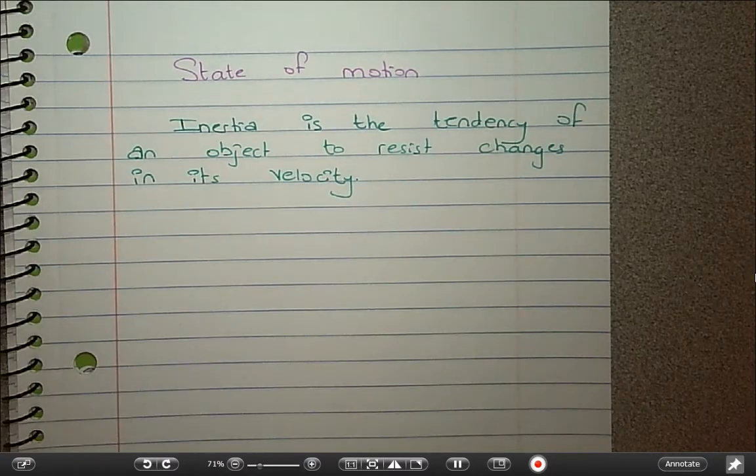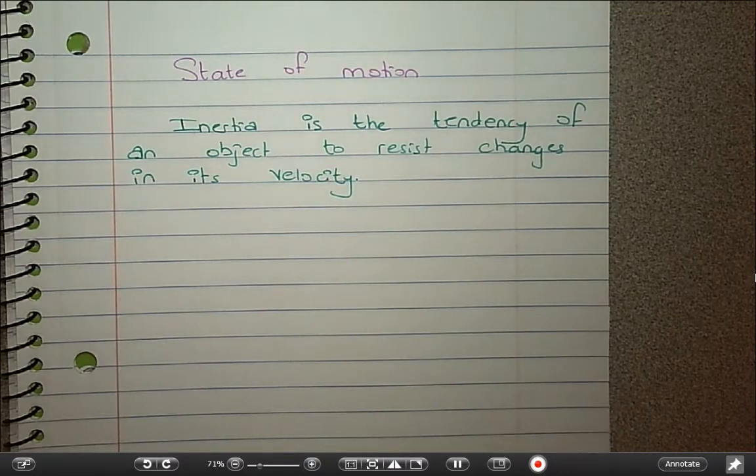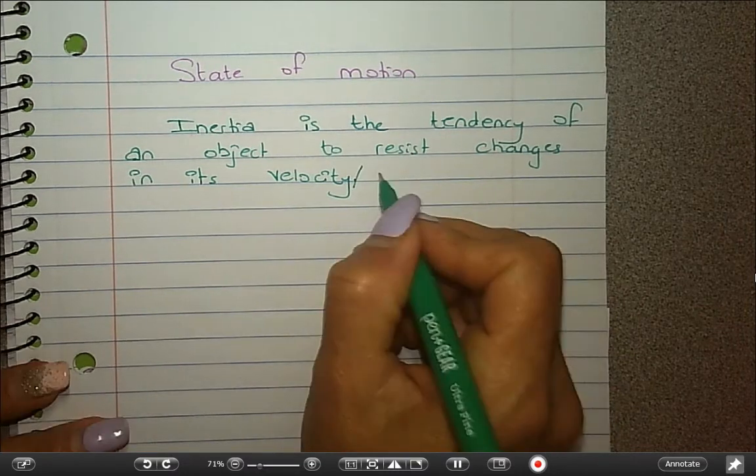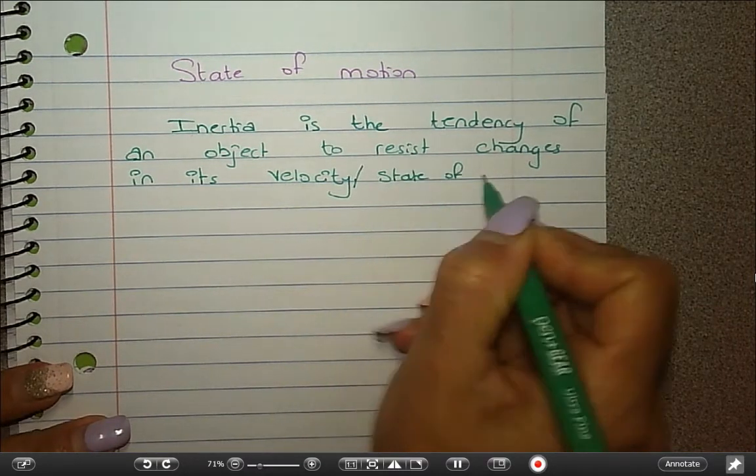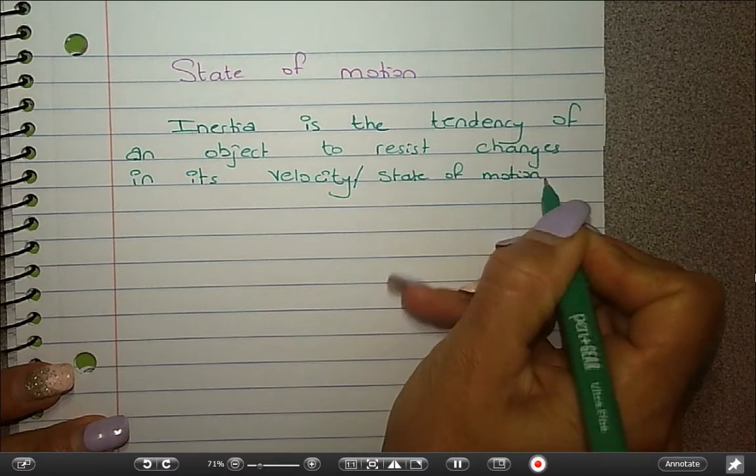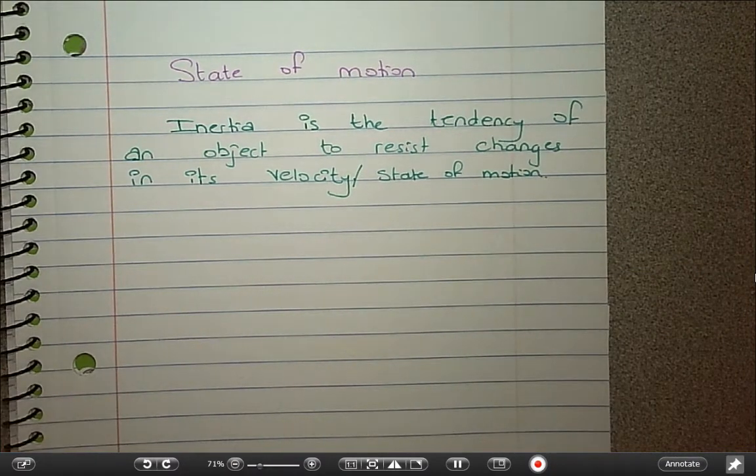And of course, when we say velocity, that means we're talking about state of motion as well. An object will not change its state of motion or its velocity unless it's acted upon by an unbalanced force, right? So this is the main idea behind the state of motion.